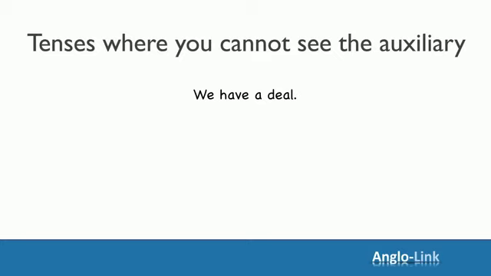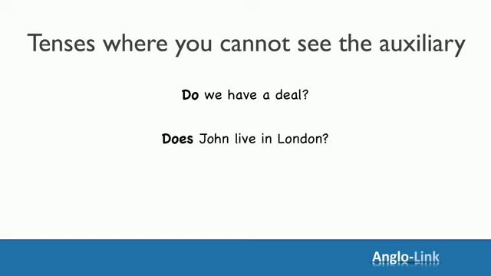Let's look at the first example. We have a deal. Notice that here have is the main verb. Therefore, we need the auxiliary do. Do we have a deal? John lives in London, present simple. Here we have John, he, so you need the auxiliary does. Does John live in London? Notice that the S disappears from live because it's on does.